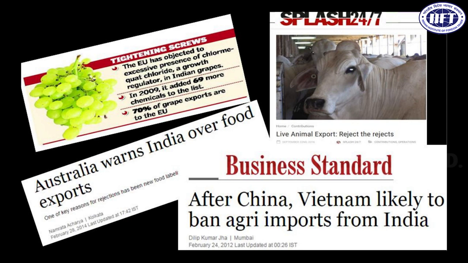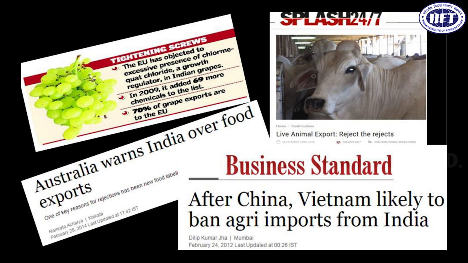Our Thompson seedless grapes had faced detention because of the presence of chloride in the growth hormone in our grapes, and almost 70% of the grape exports were going to the European market. Can you imagine the amount of loss on the quality front? Our meat exports were getting detained at the Australian port. After China, Vietnam is likely to ban agri imports from India.